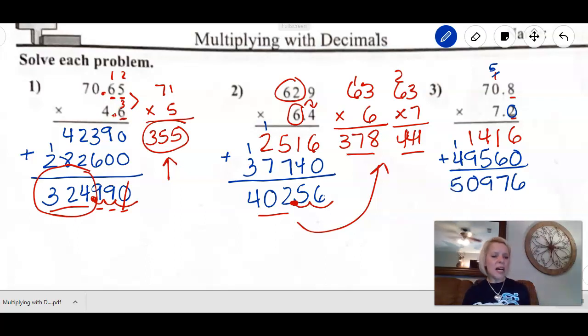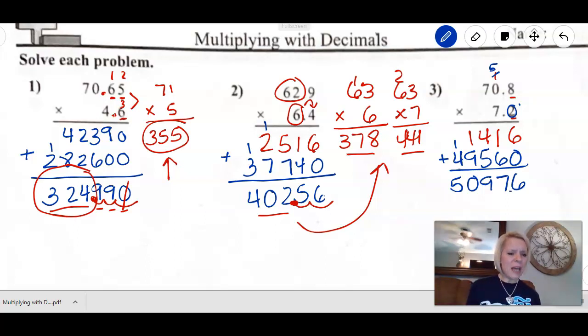Now, can we leave that alone? Or do we need to find a place for our decimal? If you said we need to find our place for our decimal, you are absolutely right. I hope that you counted how many decimal place values there are. Now, if you lined these up and said, oh, it's just like addition and subtraction, your decimal would go here.